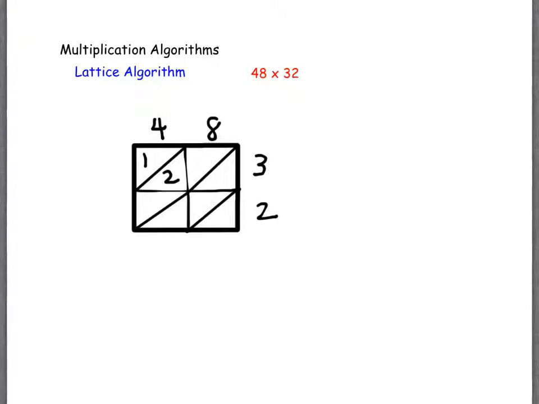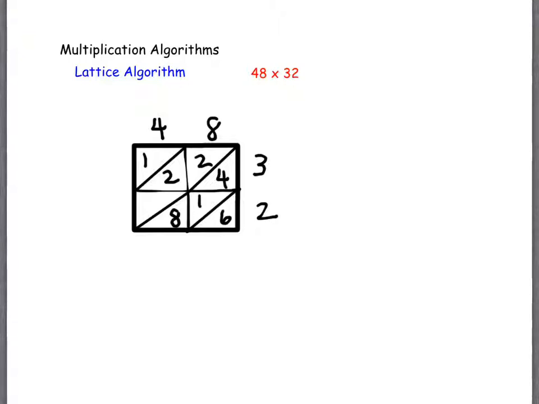8 times 3, 24. Yeah, 24 on this one. 4 times 2, 8. So that's a single digit number. We only need the 1s corner. And then 8 times 2, which is the one you were doing for me, Brenna, 16. There you go.